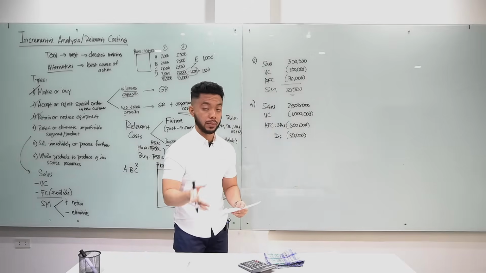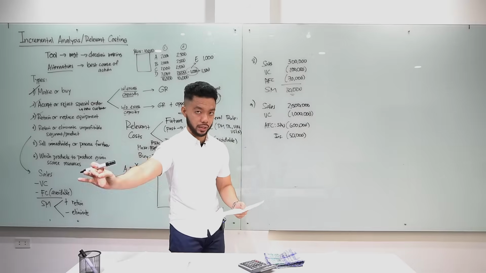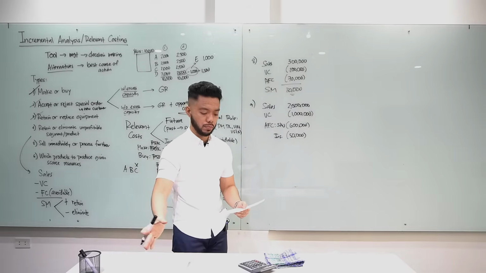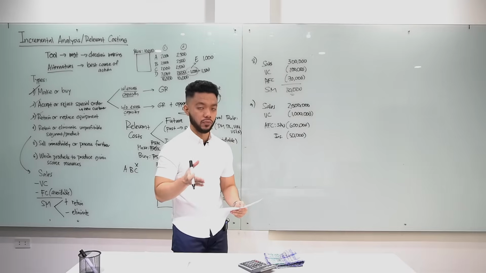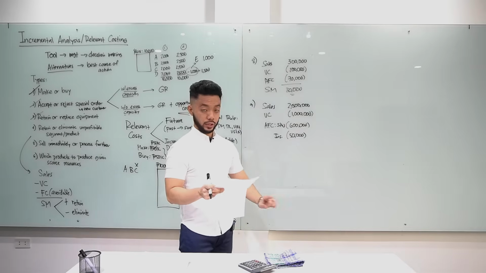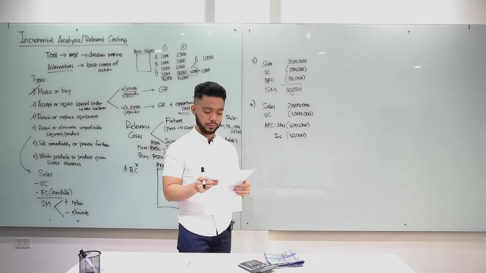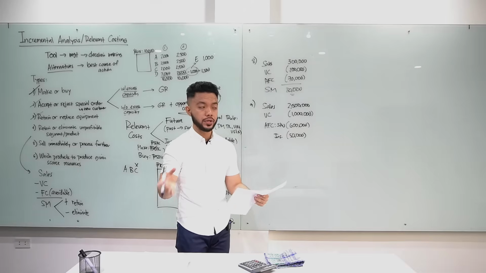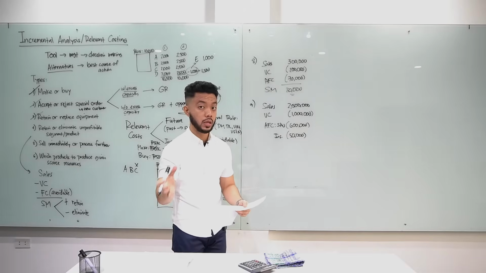Depreciation on equipment. Sabi sa problem, ita-transfer daw sa ibang branch. Ibig sabihin, gagamitin pa rin yung equipment. Depreciation is unavoidable. Okay? So, wala siya dyan. Kasi, avoidable lang yung pino-consider natin. Next, advertising. Na-explain ko na earlier. Allocated fixed cost yan. So, unavoidable yan.